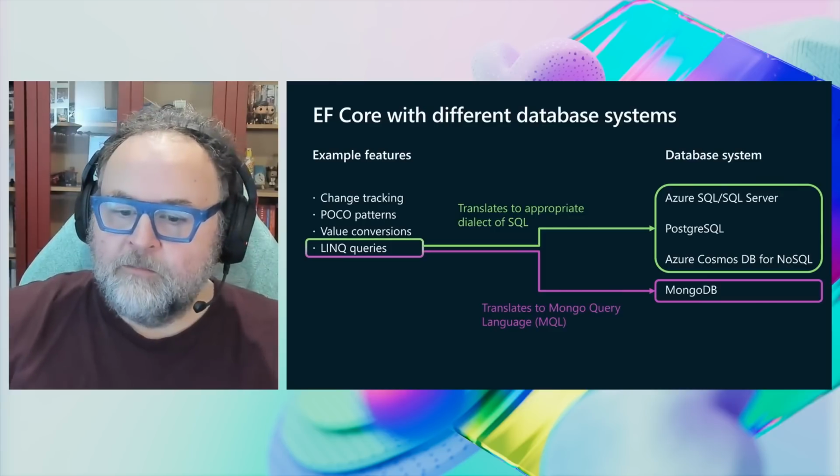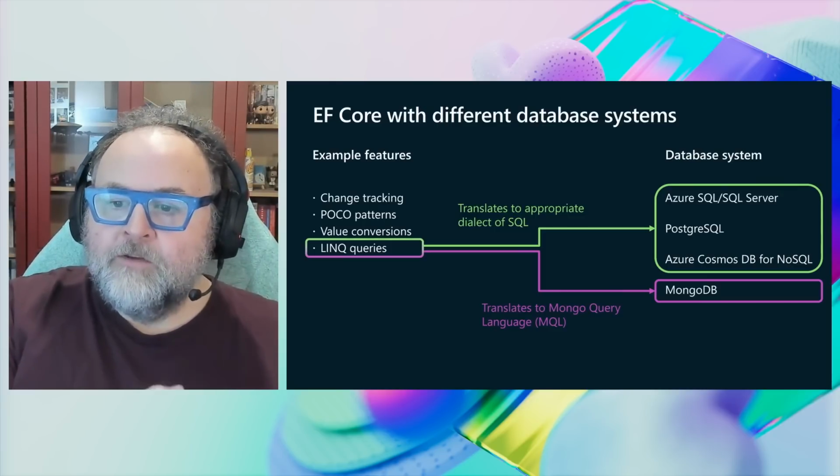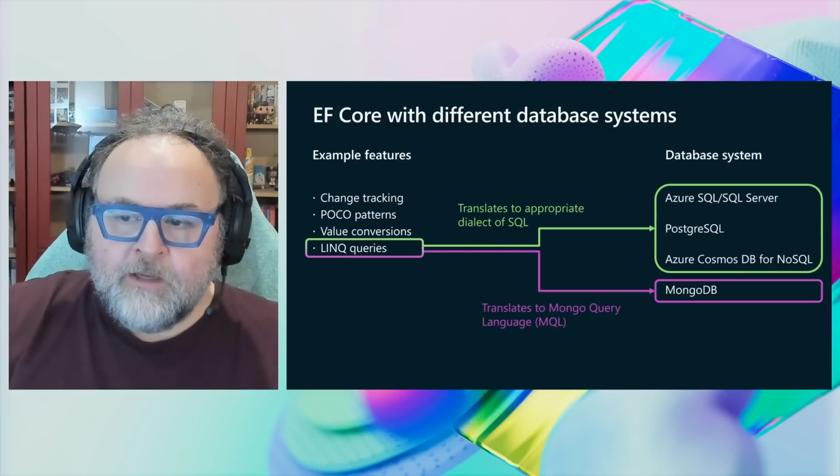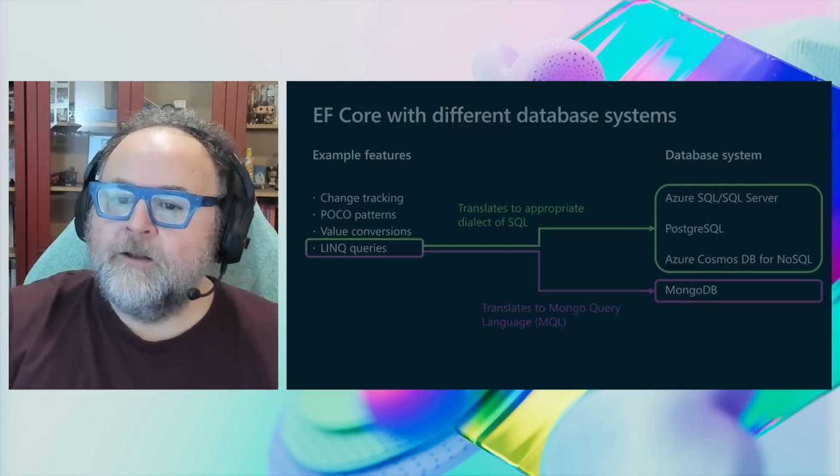MongoDB, on the other hand, is completely different. It doesn't have SQL at all. It uses Mongo query language. So when using EF Core against MongoDB, we're going to translate into Mongo query language, and James is going to show that a little later.